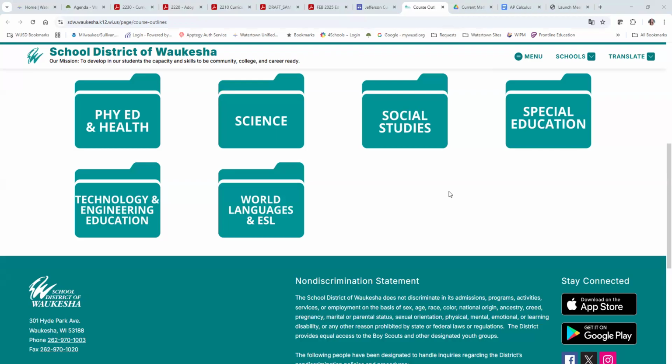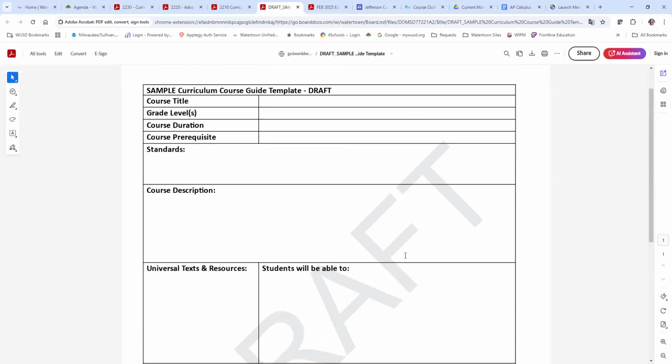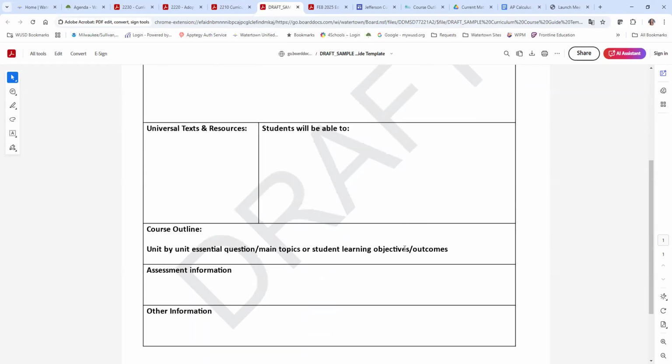I'm looking at 2230, for example. So as we're looking at putting that onto that document, you've got A, B, C, D, E, F, G in there, and then you've got it translated to a Word document or a Google Doc, whatever it is. Those are very general. So for example, assessment, letter F, I believe it was, talks about evaluation criteria, outcomes and standards.